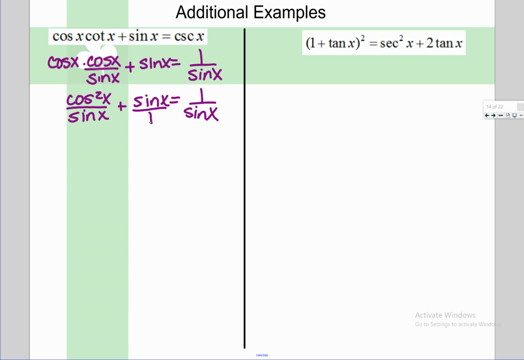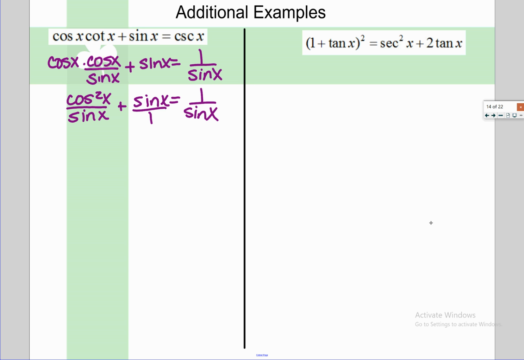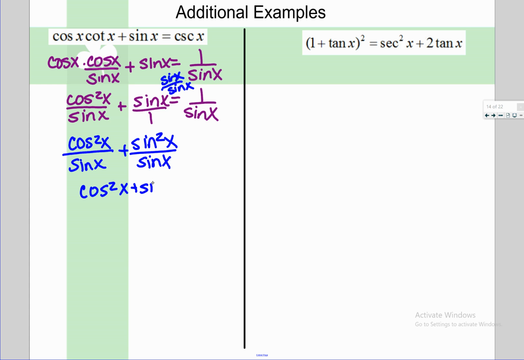Sine. So if you think of this like a sine over 1 right now, the first fraction's good. Don't touch it. The second fraction, I'm going to multiply by sine over sine, just to get a common denominator, which is just like multiplying it by 1. So it's going to give me cosine squared over sine from the first fraction plus sine squared over sine. And now because I have a common denominator, add them together. So cosine squared plus sine squared. Denominator stays the same, sine.